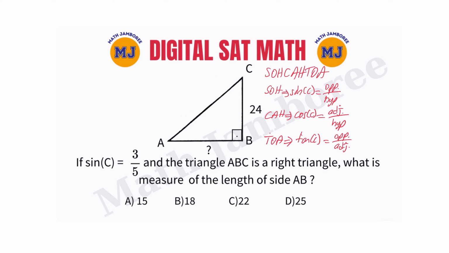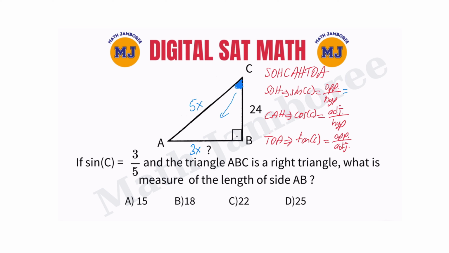So based on this, in this specific question, we're talking about the sine C. Sine C, in that case, I want you to imagine that as if you sit on the corner C, and you're looking at the opposite side. Opposite side is 3x, because this is a ratio, it has to be a multiple of 3. And the hypotenuse is 5x. 3x, 5x. This is a special triangle.